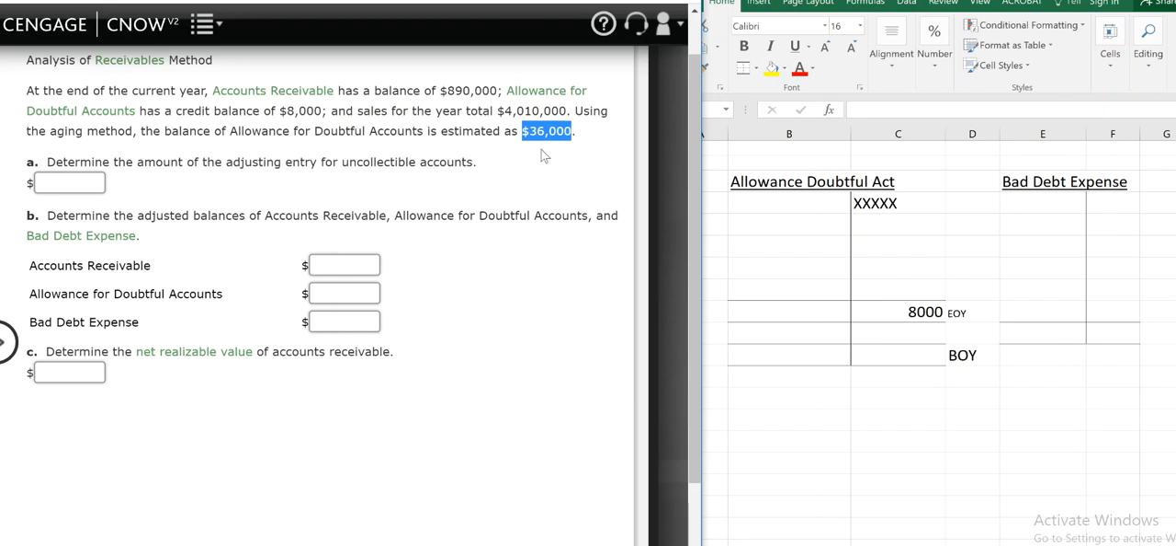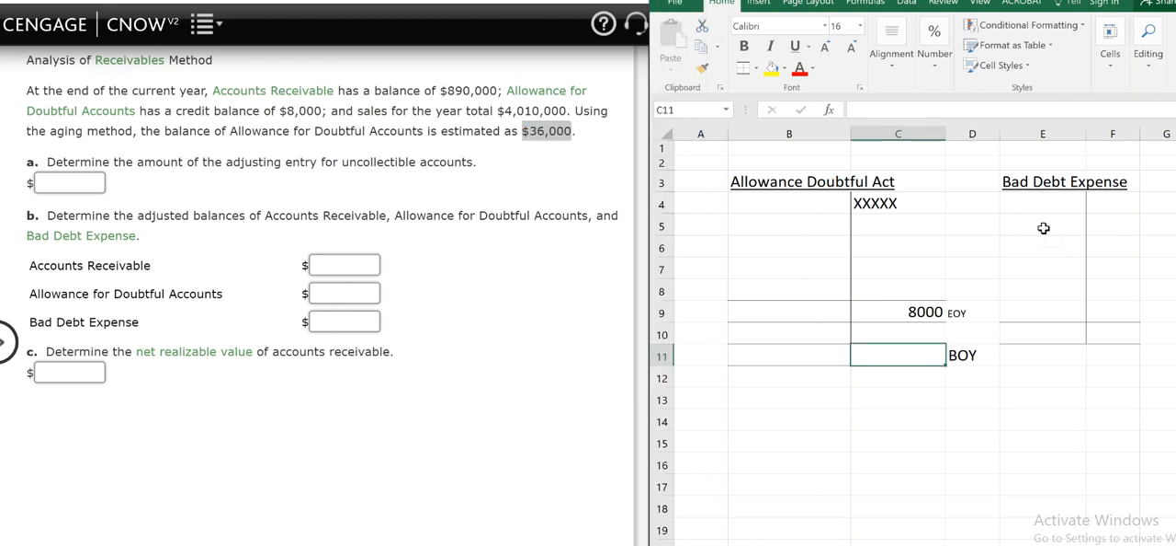But with this method, aging, we're not going to increase the expense December 31st here 36,000 and credit the allowance 36,000. And the reason for that is because the account allowance for doubtful account has $8,000. So we don't need to increase bad debt expense 36 and credit allowance 36. One of the reasons why this aging method is better than the percentage is precisely because of that.